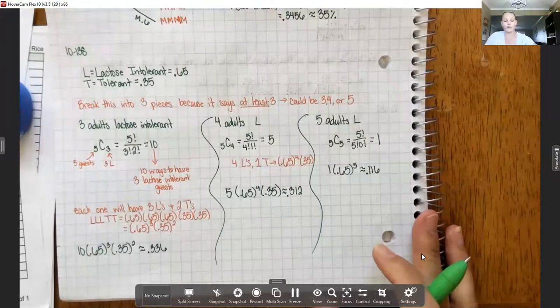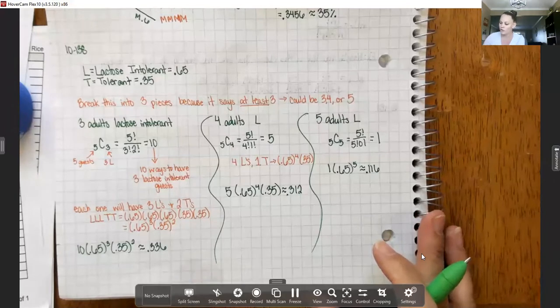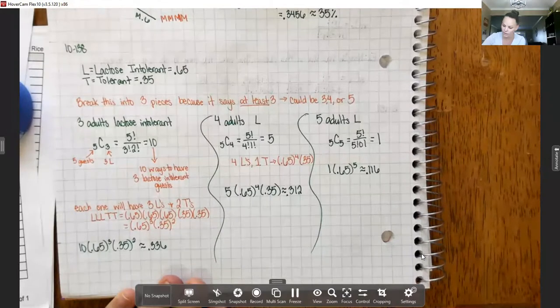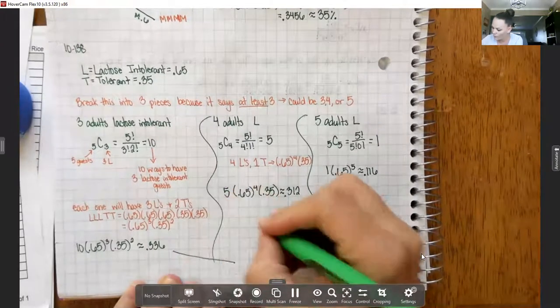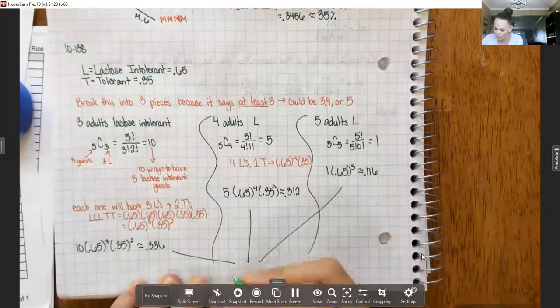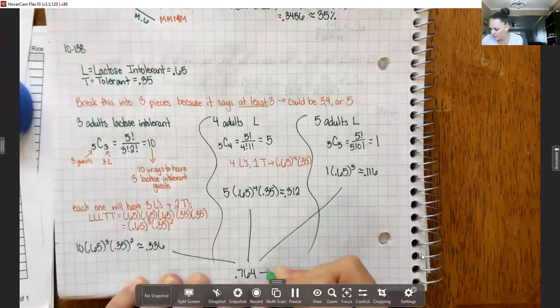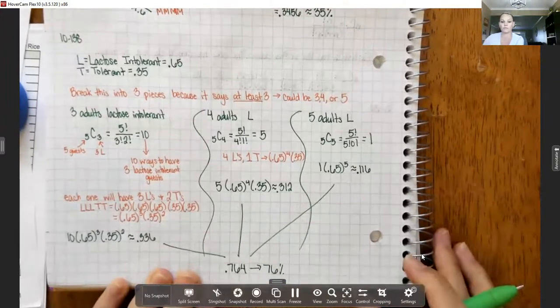So again, the question was, what's the probability that at least 3 guests are lactose intolerant? So if I add all of these, 0.336 plus 0.312 plus 0.116, 0.764. So that's about a 76% chance.